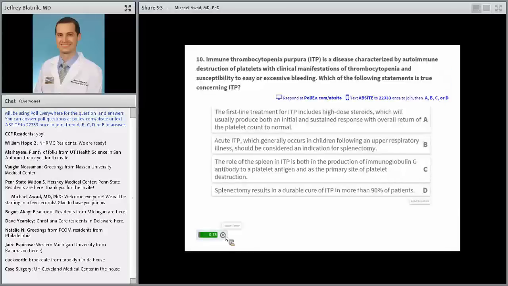Question number 10. ITP is a disease characterized by autoimmune destruction of platelets with clinical manifestations of thrombocytopenia and susceptibility to easy or excessive bleeding. Which of the following statements is true concerning ITP?